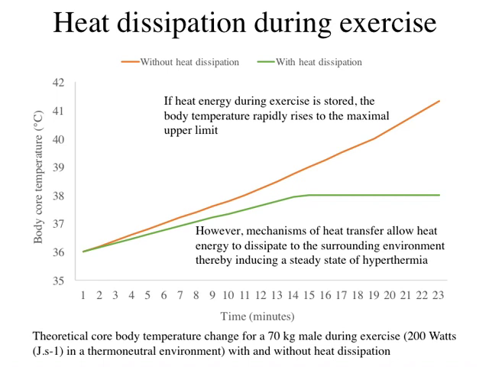If we assume a pre-exercise body temperature of 36 degrees and a maximal upper limit of 41 degrees, then our person would reach this point in 25.5 minutes. Yet, people frequently exercise for several hours at this work rate without becoming hyperthermic. Clearly, heat energy is being dissipated to the environment.